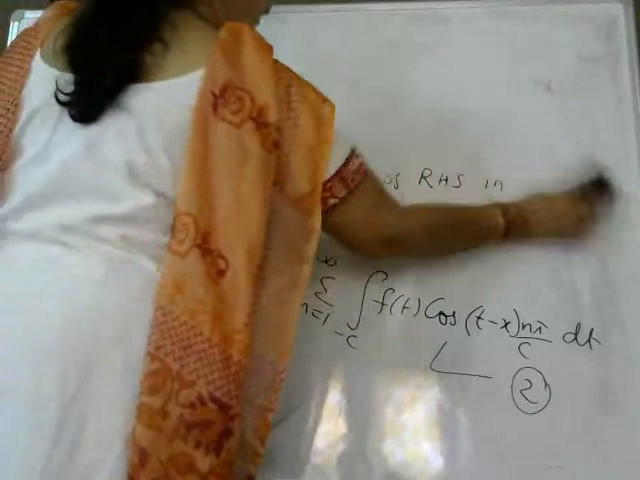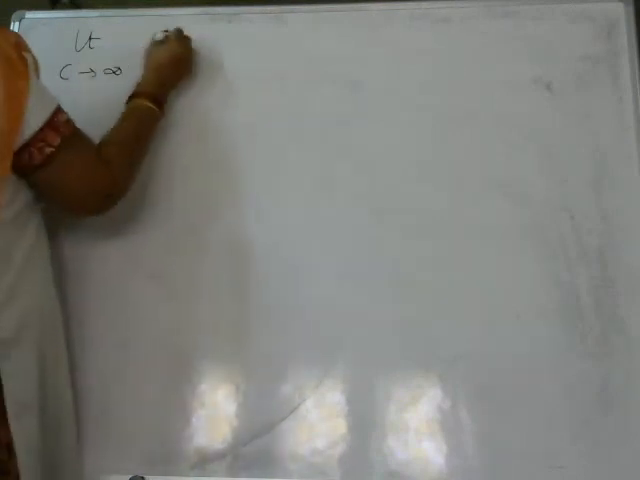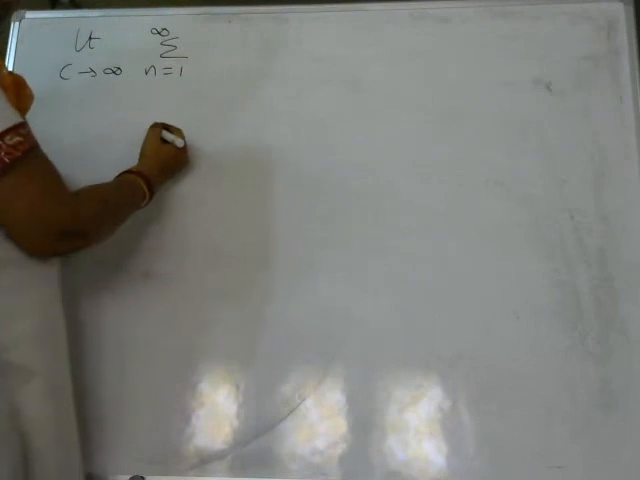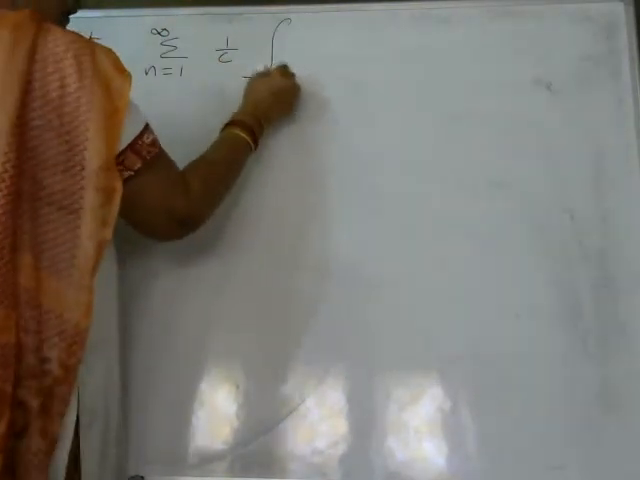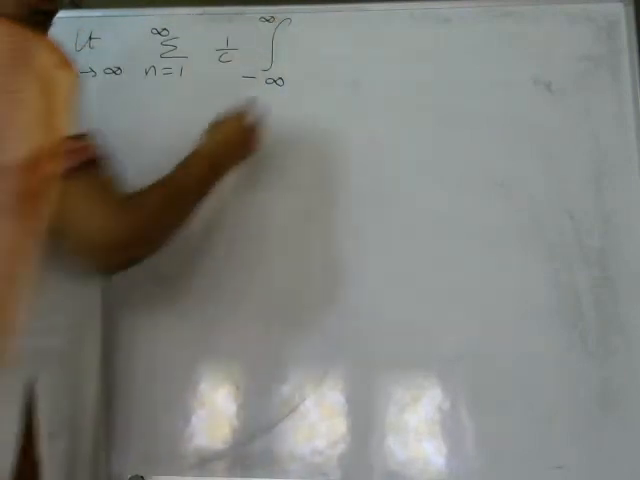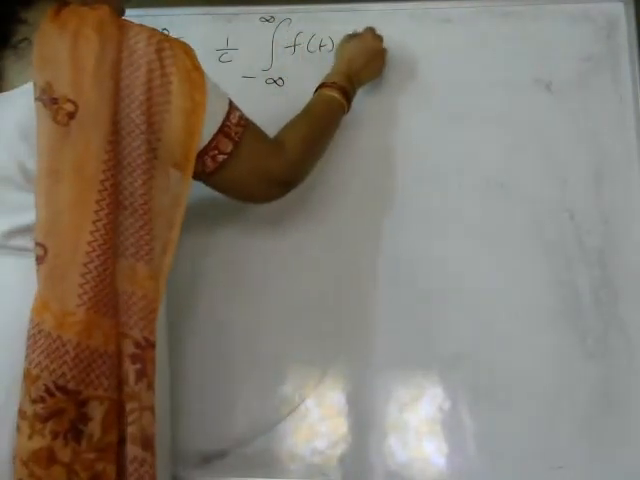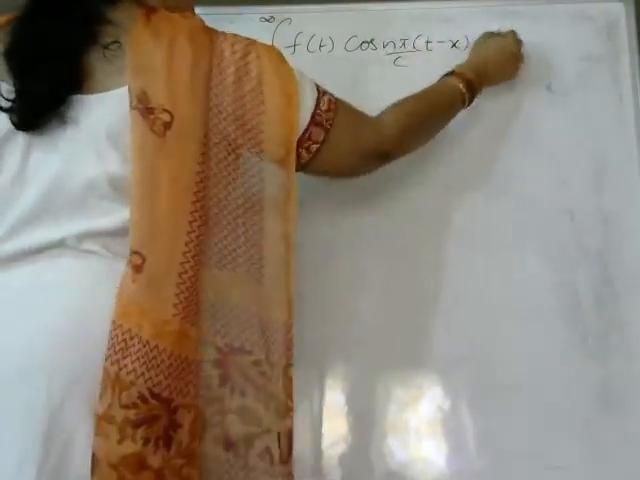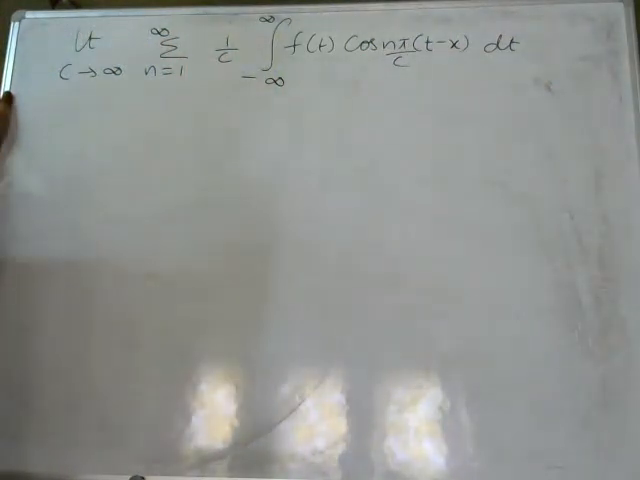So what is the second term we have in the equation? In equation 2, the second term as c tends to infinity, we write like this: limit c tends to infinity, sigma n equal to 1 to infinity, of 1 by c, integral minus infinity to infinity, f of t cos n pi (t minus x) by c dt. So this is the integral value we have over here.